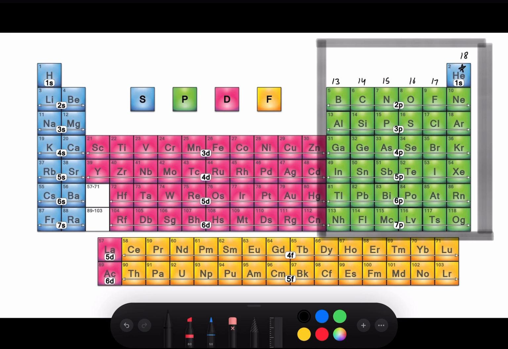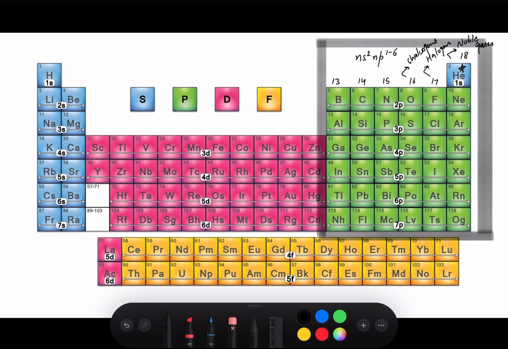Now the general electronic configuration of the p block is ns2 np1 to 6. Now we have certain names for all the groups of the p block. Group number 18 is called noble gases, we all know that. Group number 17 is called halogens. Group number 16 is called chalcogens.